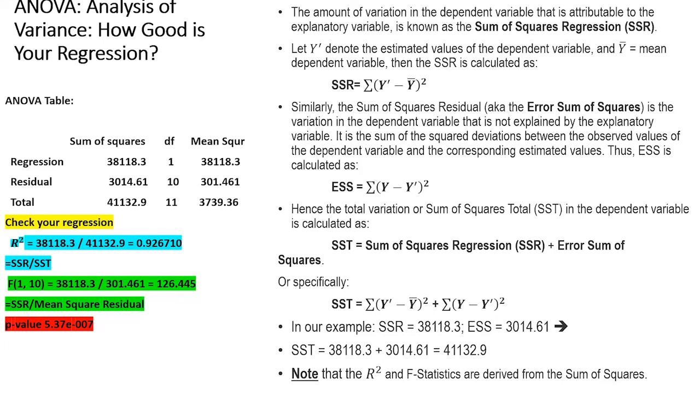Okay, you have seen these estimation results. Now we are going to talk about how you check your regression. How do you know that this is a good regression? It's known as the analysis of variance, ANOVA. Let's focus on the right hand side for now, and then we will come back to the left hand side, to the table. Let's explain some of the notions.